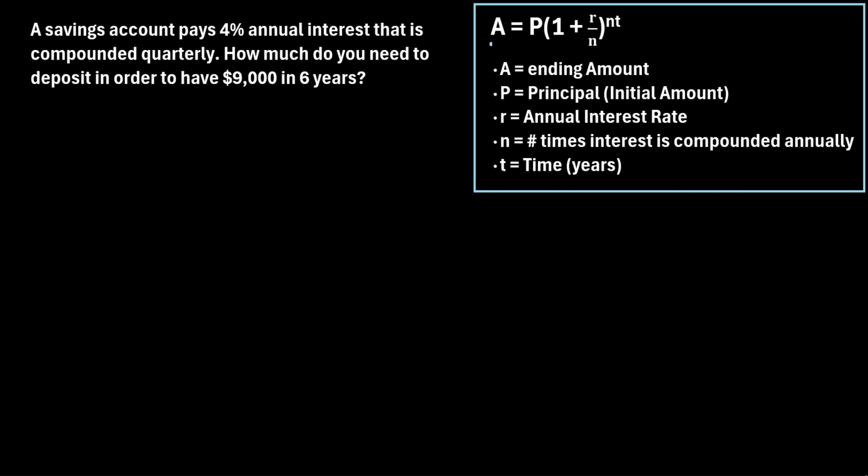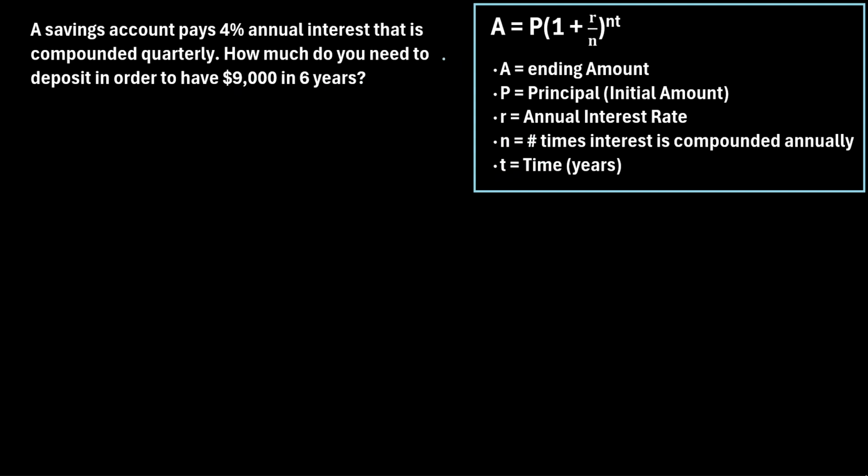And here's the formula. A is equal to P times (1 plus R over N) to the power of N times T, where A is the ending amount, P is the principal or the initial amount, R is the annual interest rate, N is the number of times that the interest is compounded annually, and T is the time or the number of years.